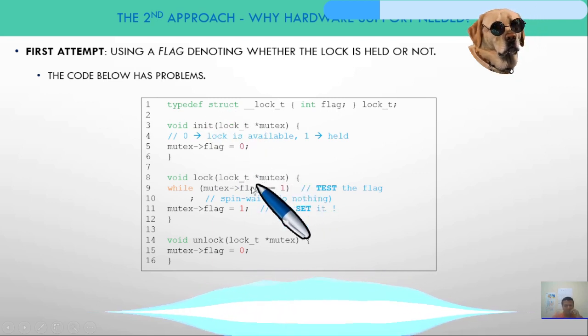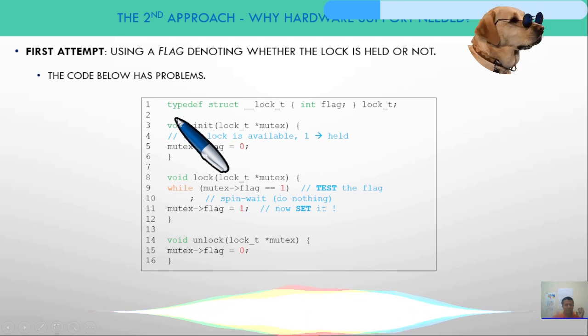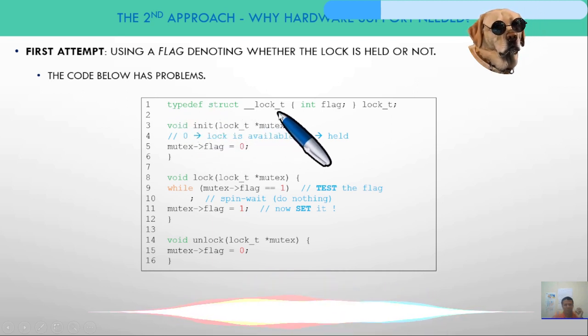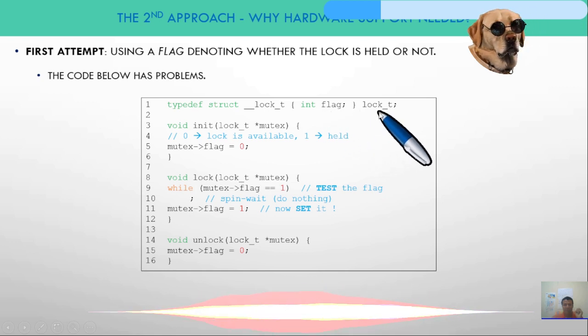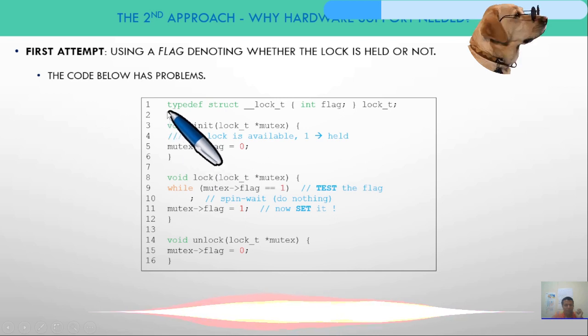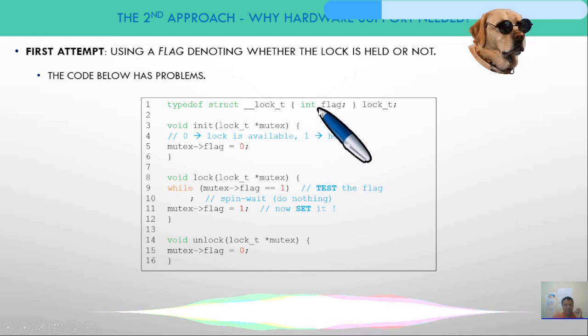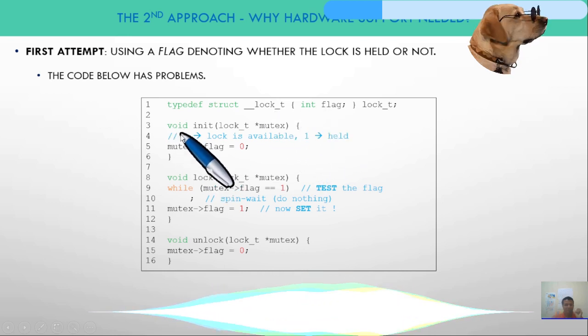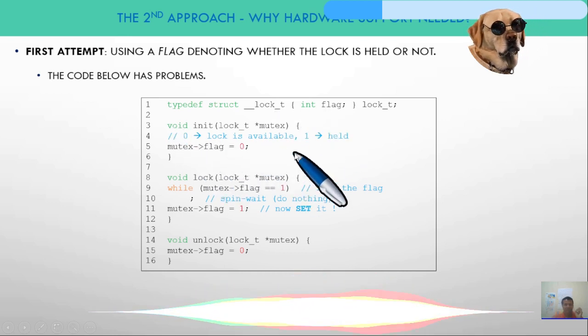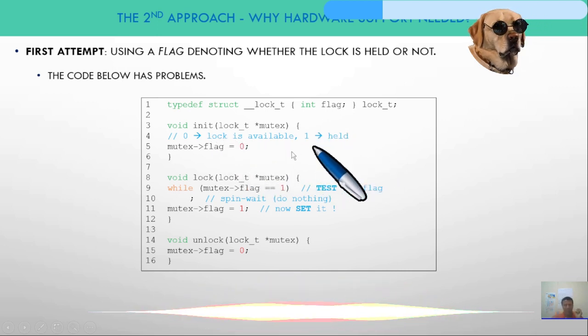For example, this syntax: typedef struct lock_t, then an integer flag, then lock_t. Then we have a void init function, with lock_t mutex. The flag is going to be 0. This means the lock is available. Then 1 means it is held.